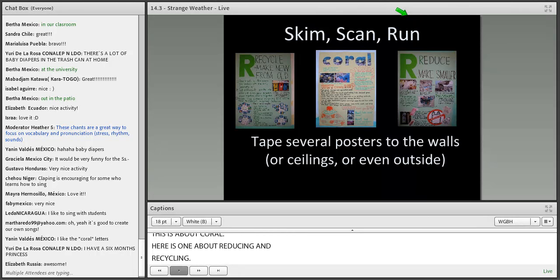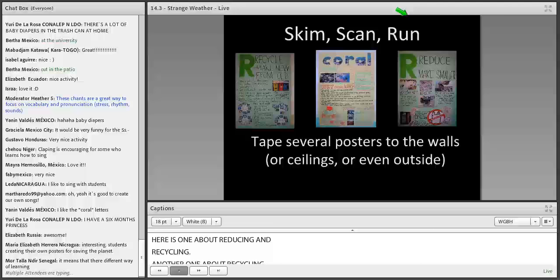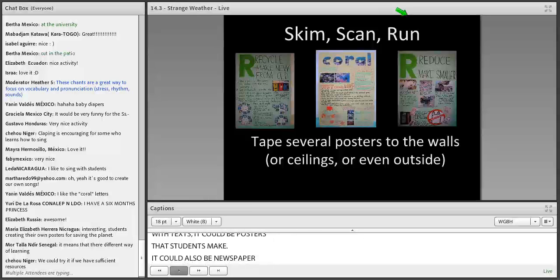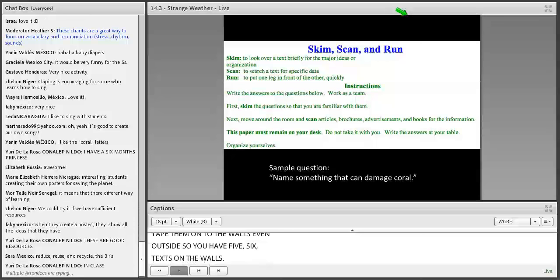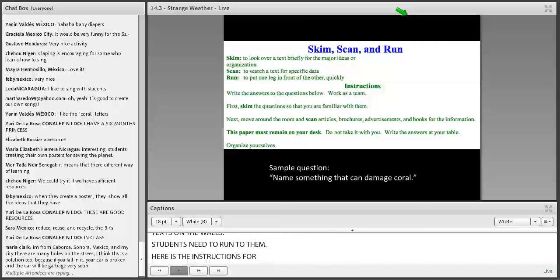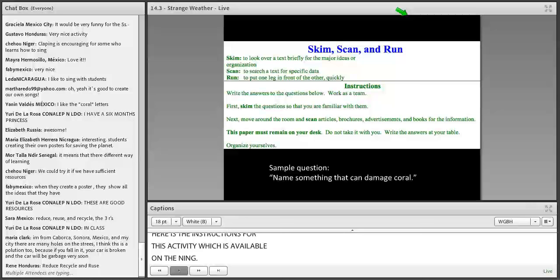And my favorite activity to use with texts, and it could be posters that students make, it can also be newspaper articles for higher level students, is to tape them onto the walls, even outside. So you have 5-6 texts on the walls, and students need to run to them. Here's the instructions for this activity, which is available on the Ning. Students keep a paper with the questions on one desk, and then they run around to find the answers.